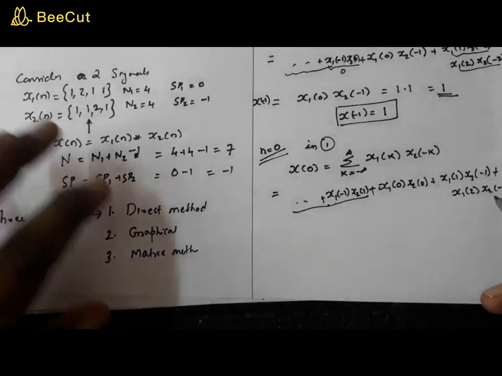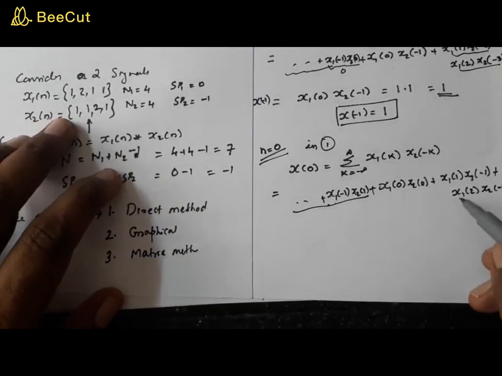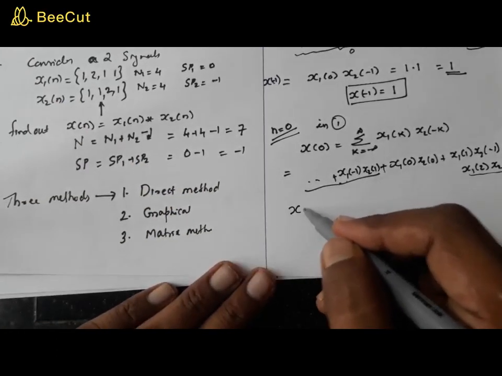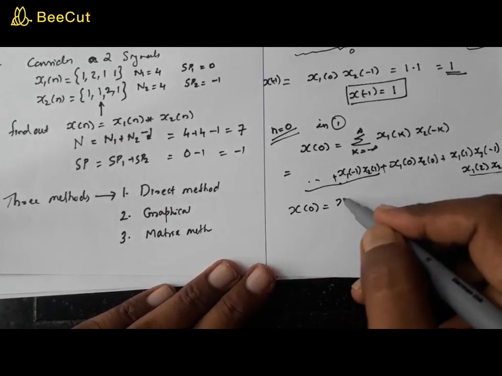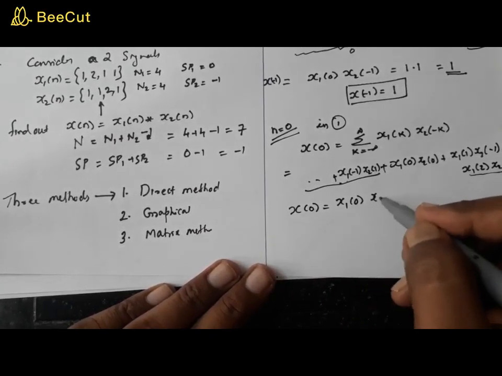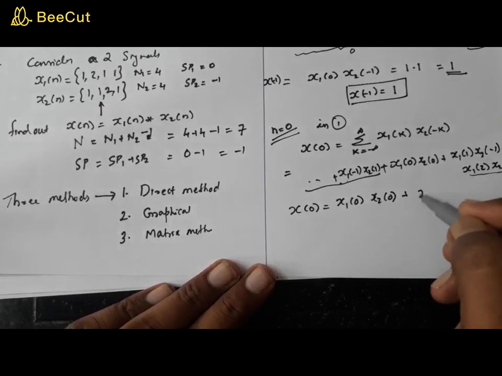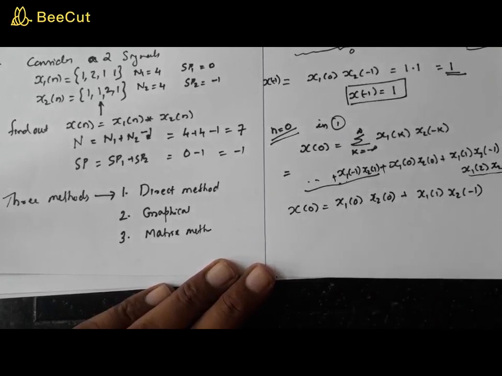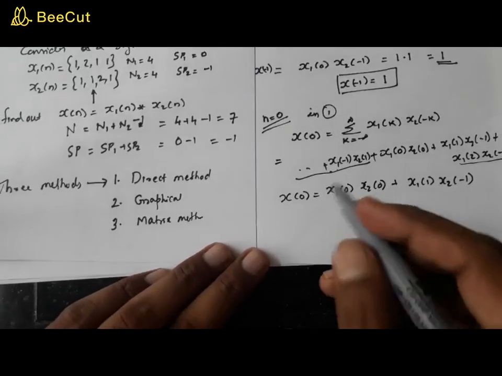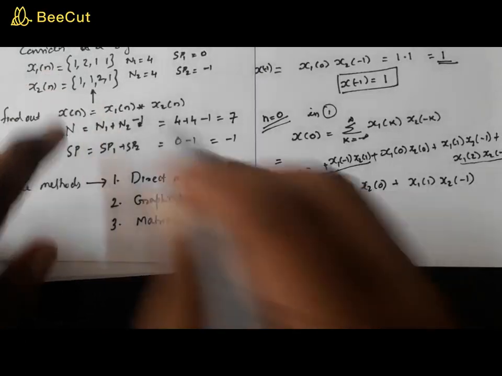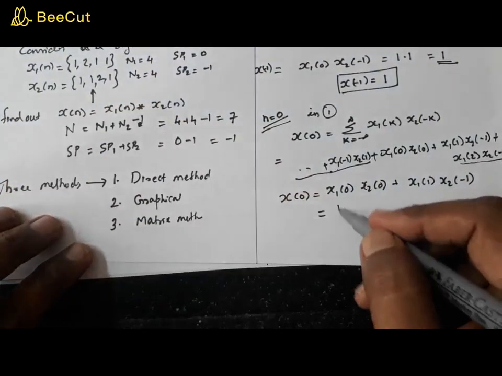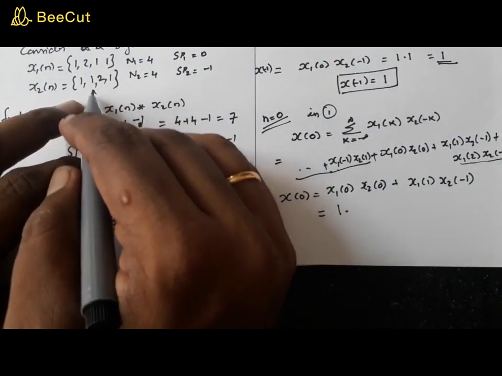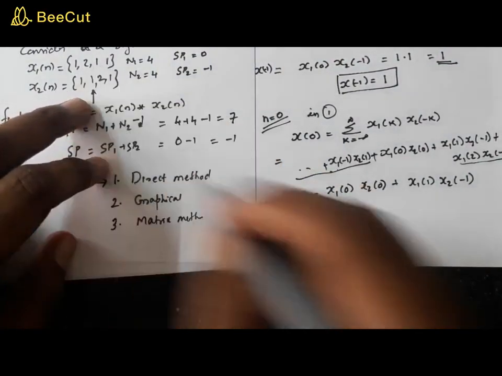What about this? x2 of minus 2: there is no signal for x2 of minus 2, so all the right hand side after this will be equal to 0. So your x of 0 becomes equal to x1 of 0 into x2 of 0 plus x1 of 1 into x2 of minus 1. So what is this x1 of 0? x1 of 0 is 1. What is x2 of 0? x2 of 0 is this arrow mark showing the sample that is being shown by this arrow mark. So x2 of 0 is 1.